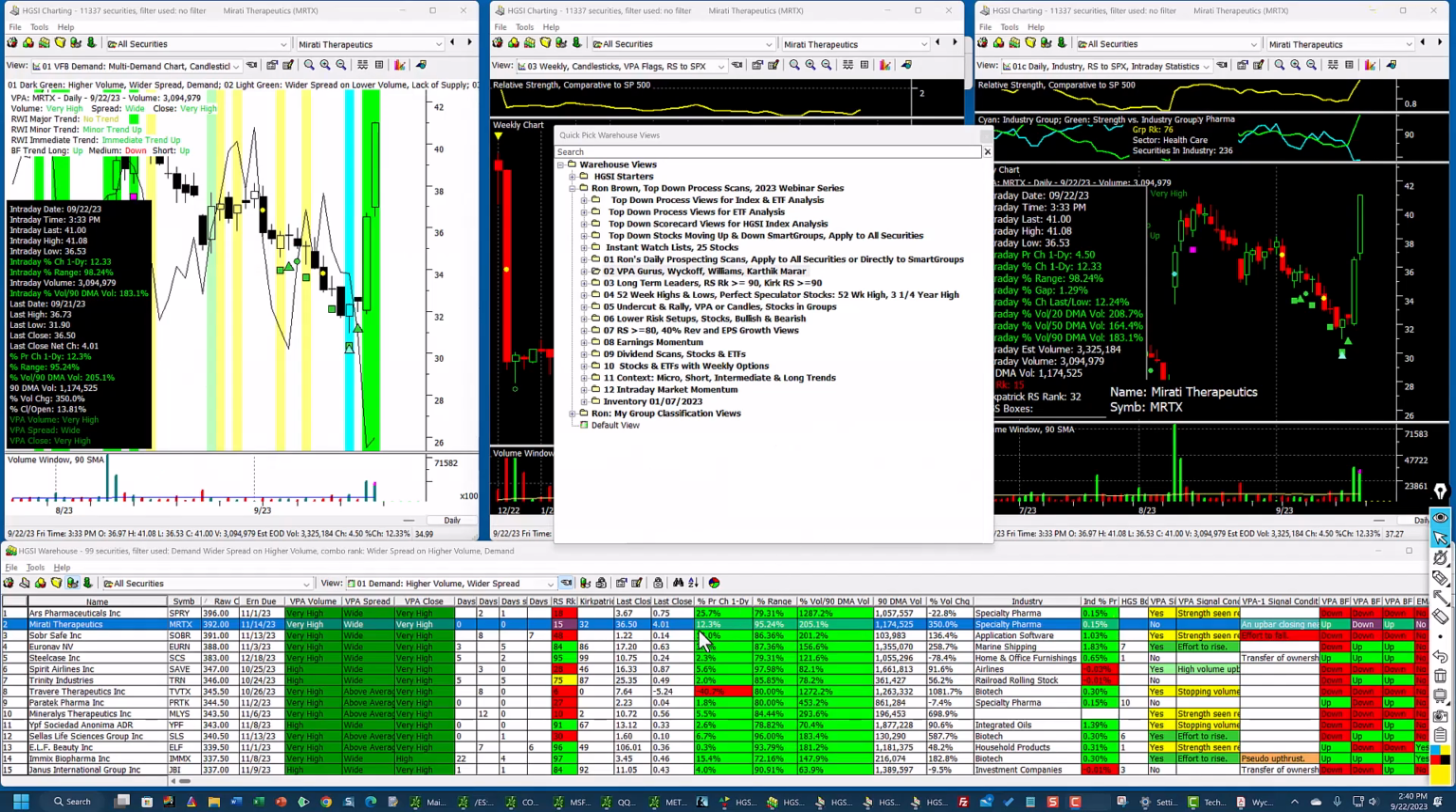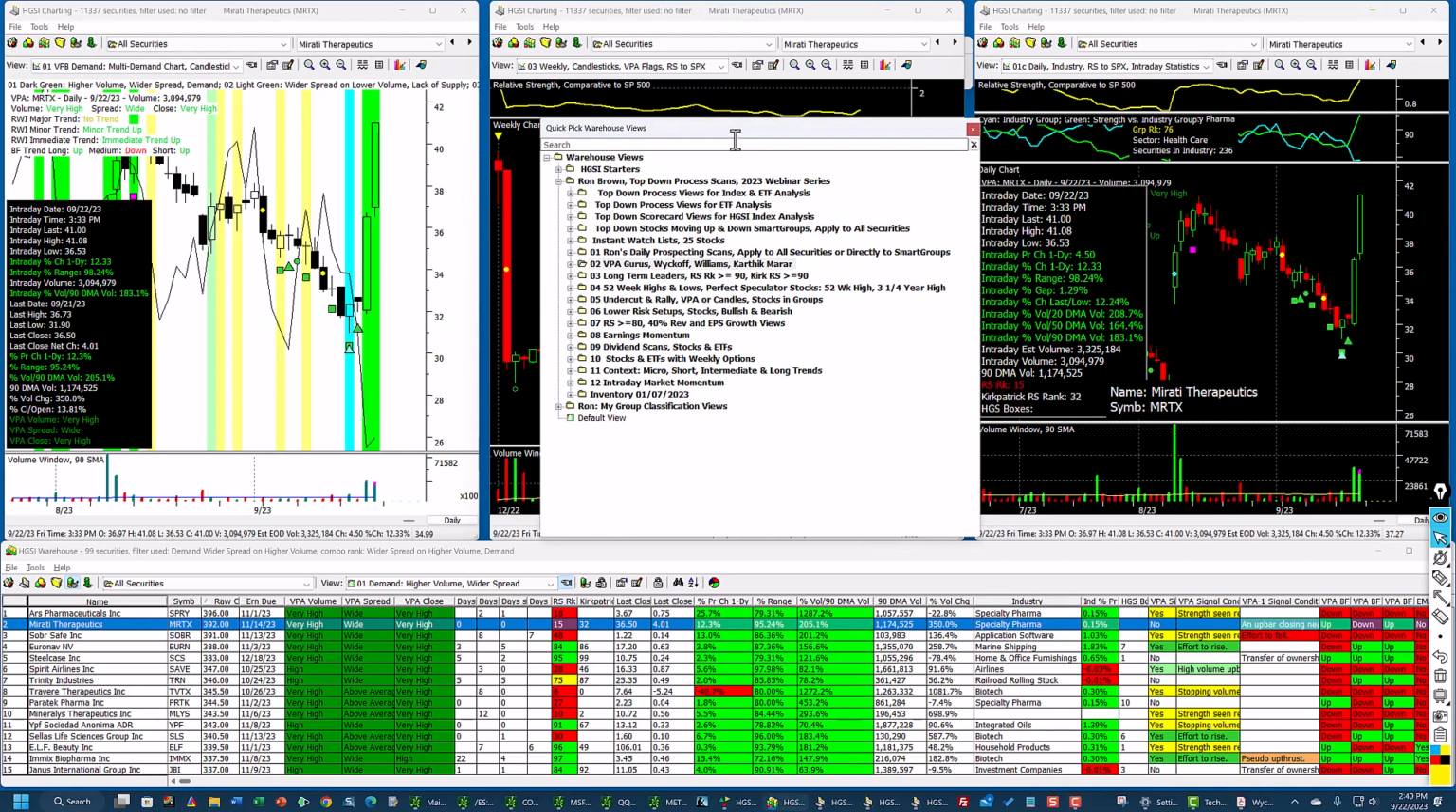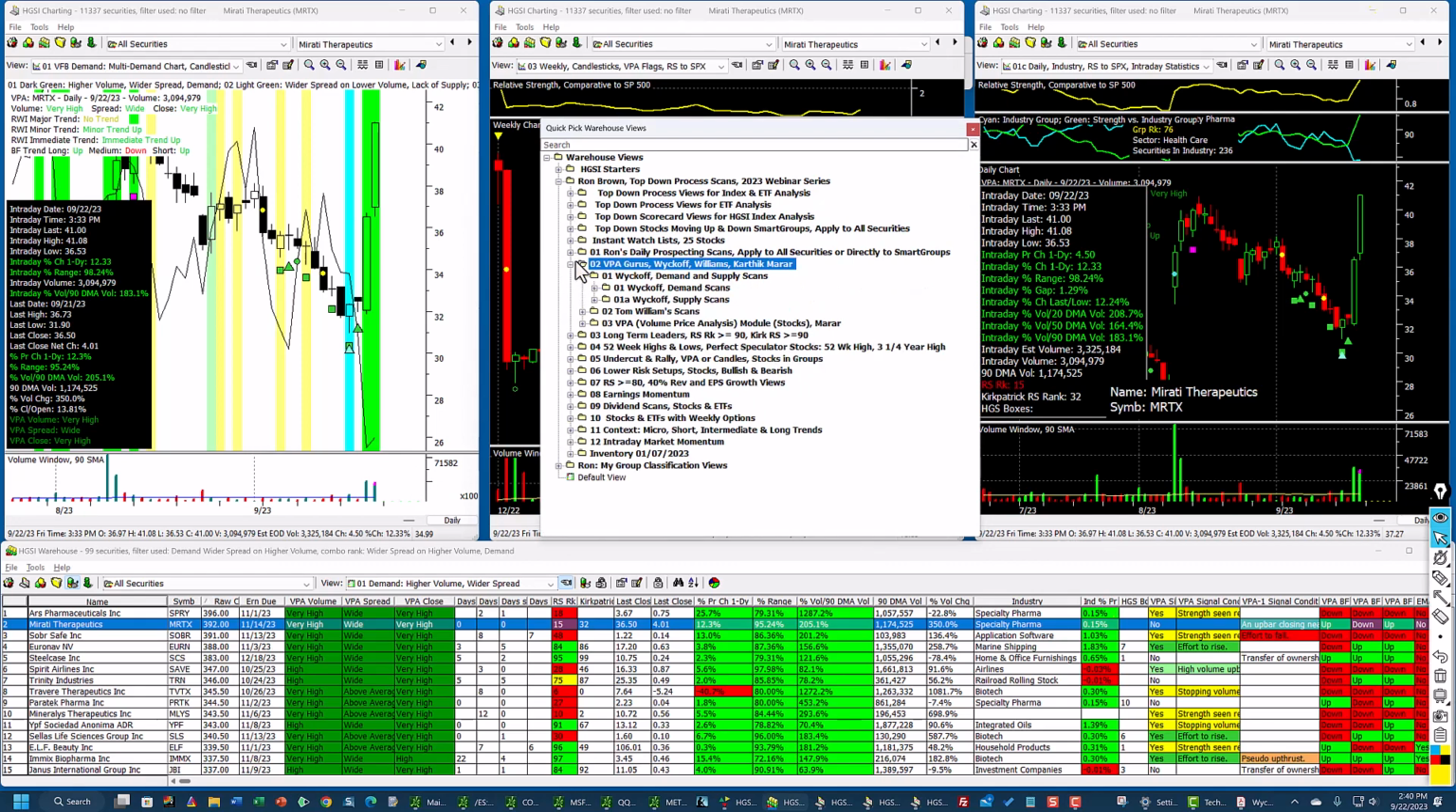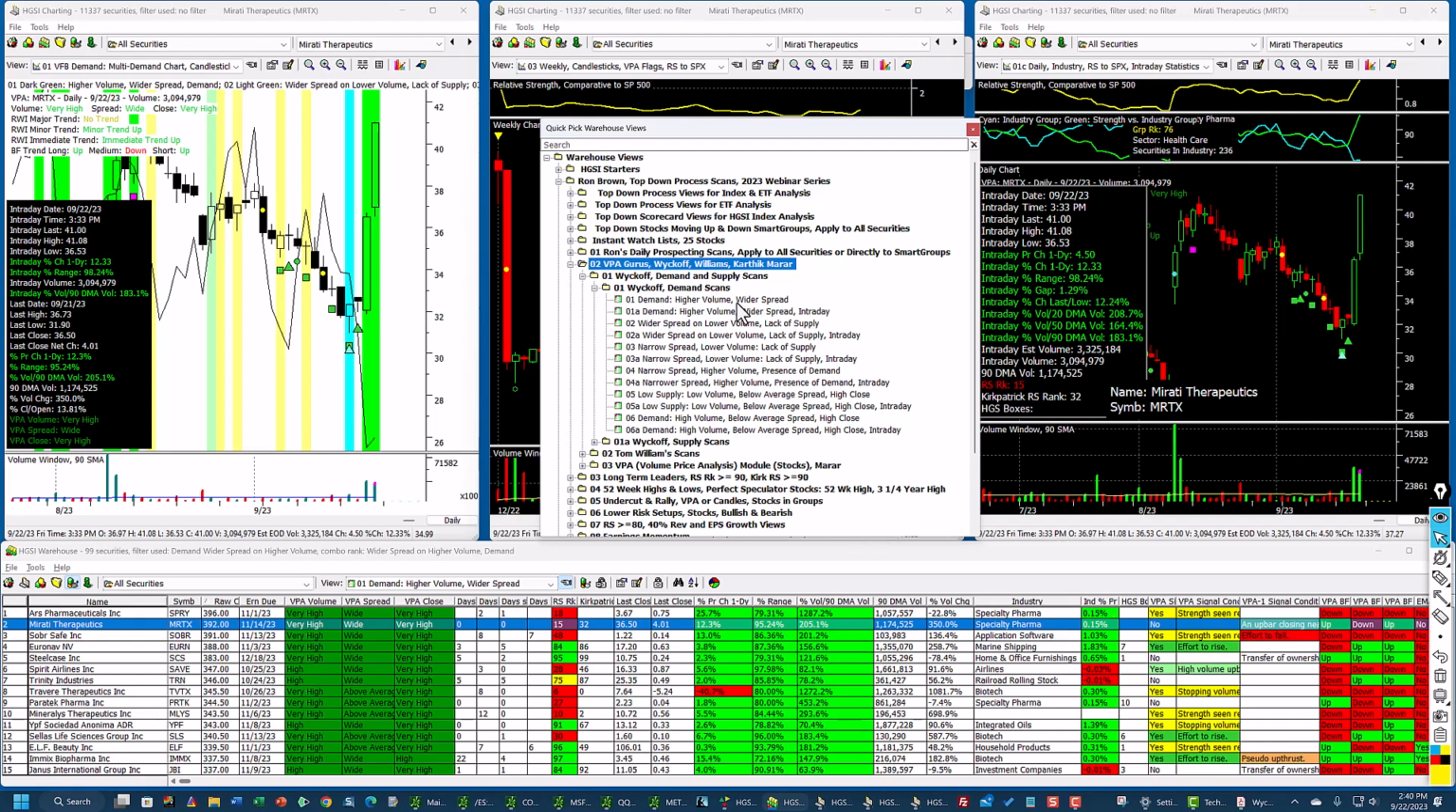This week I'm going to discuss some scans that I put in a few years ago, and I really haven't given them a lot of attention, but I'm going to today because I think they're very useful, and they're under my gurus, VPA gurus, Wyckoff, Williams, and Karthik Marar, and I'm going into Wyckoff. Now, this is not, of course, the complete Wyckoff theory for the purists. This is strictly based upon demand and supply and things that I look for.